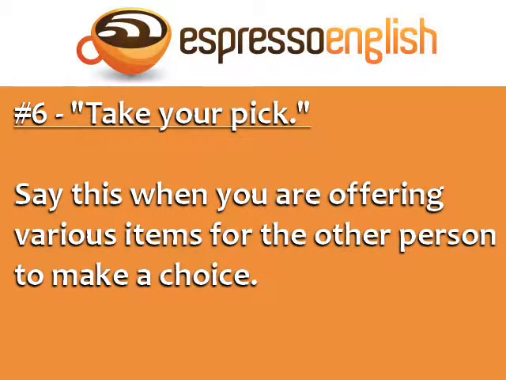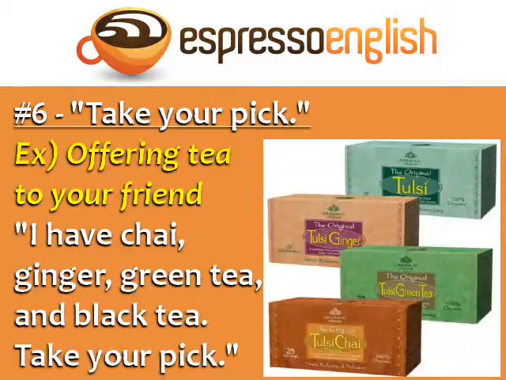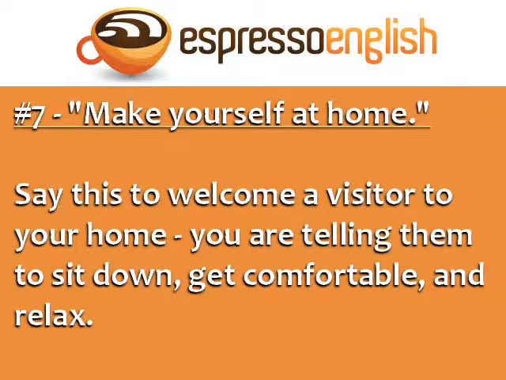Number 6. Take your pick. Say this when you are offering various items for the other person to make a choice. For example, if you are offering tea to your friend, you can say, "I have chai, ginger, green tea, and black tea. Take your pick." You are inviting your friend to make a choice, which type of tea she wants. Number 7. Make yourself at home. Say this to welcome a visitor to your home. You are telling them to sit down, get comfortable, and relax.